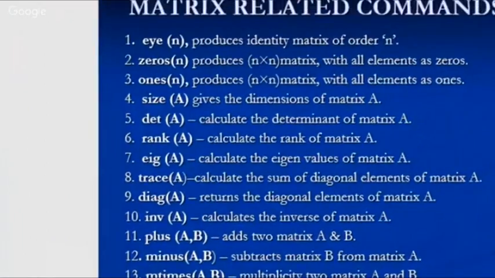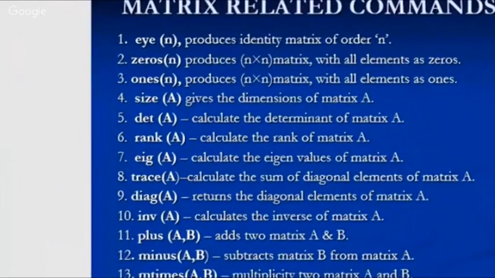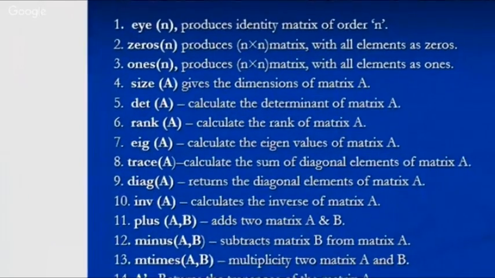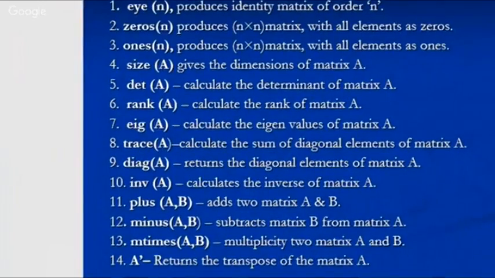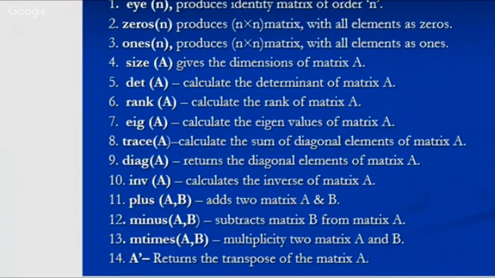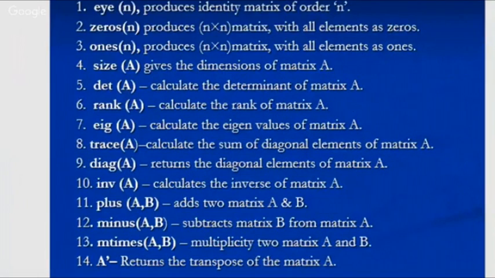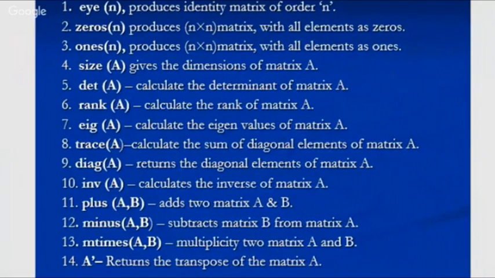Okay, now matrix commands are there: I of n, 0 of n, ones, size of A. Det of A will give you the determinant of the matrix. If you want the rank of the matrix, you put rank of A. For eigenvalues, you put EIG of A. Trace of A calculates the sum of the diagonal elements. If you want the diagonal itself, you can write DIAG of A.